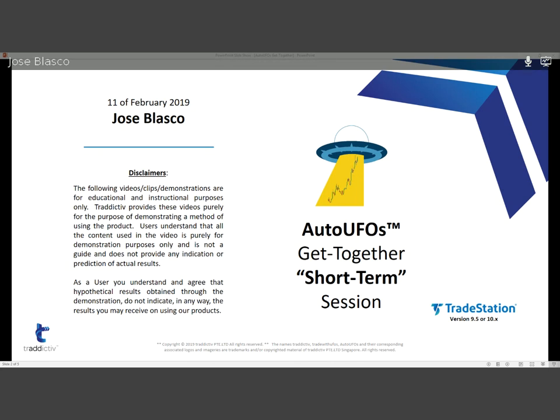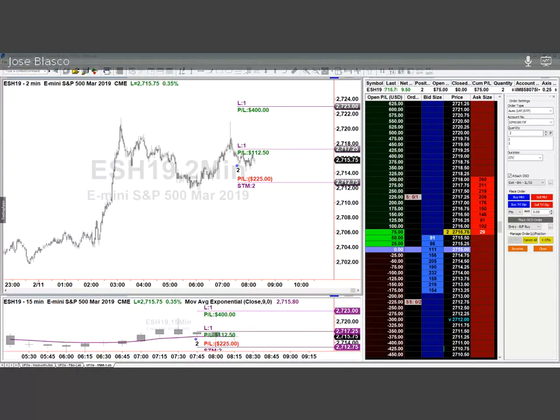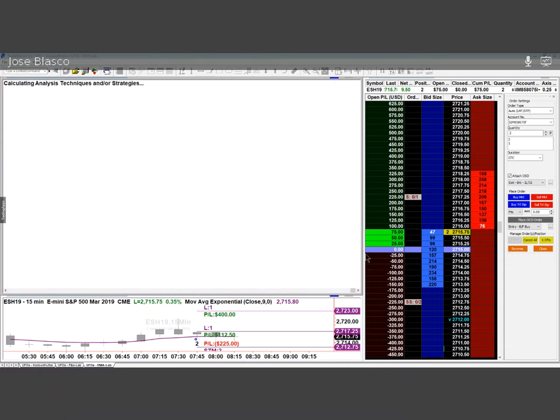Today is short term, so we're going to be executing trades for the short term. I actually had some trades running from before the session started. As you can see, I have the trade here. I will comment on this later on.